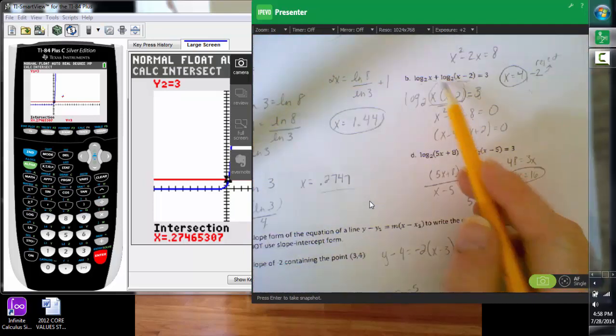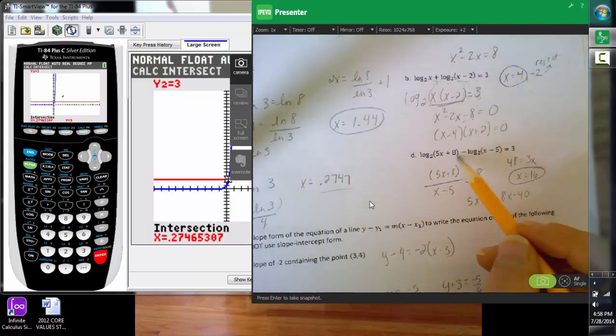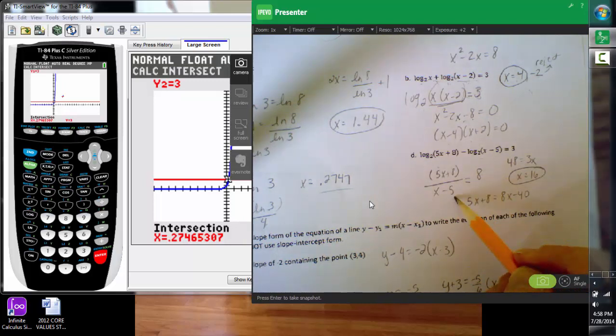This is going to be the same idea as it was up here, except this time you're dividing. And we're going to do 2 to the third power again to get 8. Multiply both sides by x minus 5, which is where x minus 40 comes from. And solve, you get x equals 16. When you check it, it works, and everybody's happy.